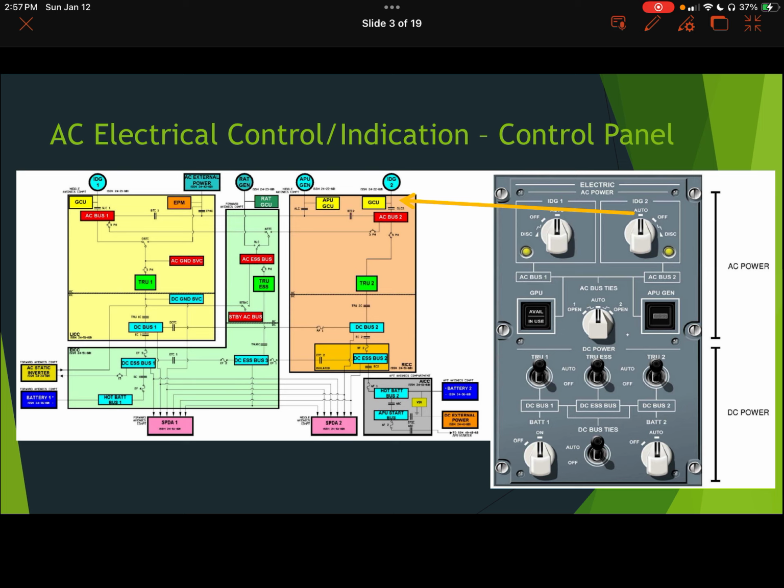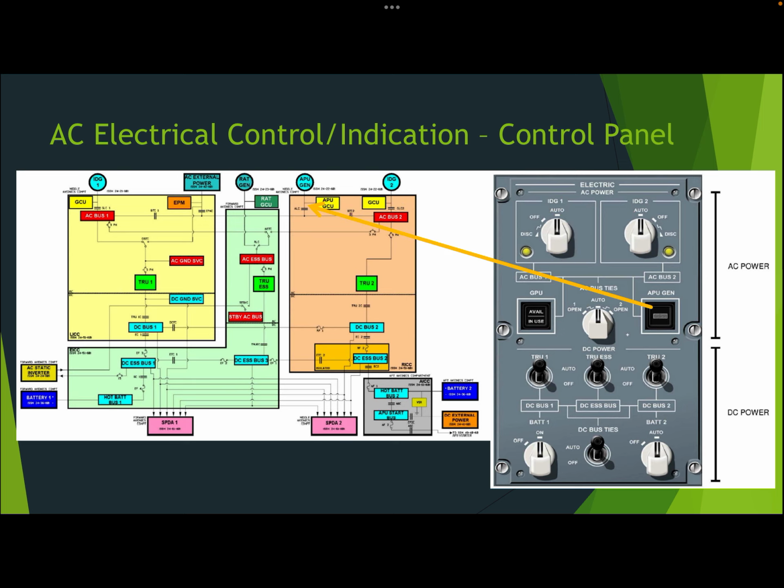Now the buses can be connected together in the event of a generator failure, but most of the time when both generators are operating, they're going to be separate from each other, or split, hence the split bus. On this panel, you also have the ability to control the APU generator with this button shown here. And this button essentially turns it on or off.